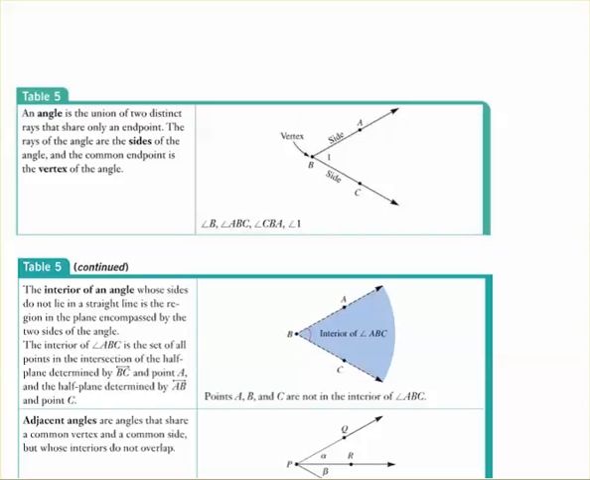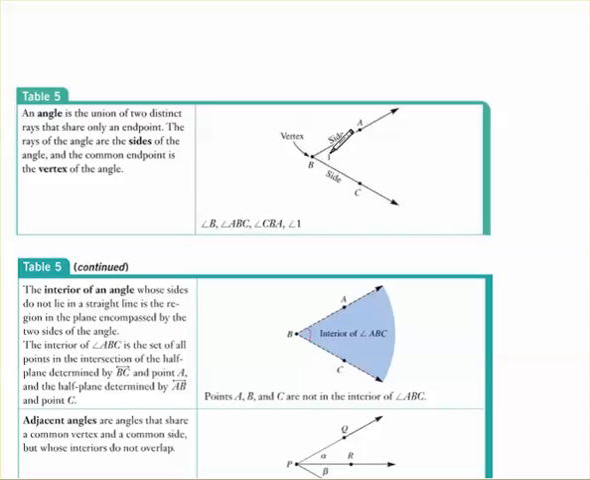We have our two rays here, our ray BA and our ray BC. So these are called sides of the angle, and the point that they have in common there is called the vertex of the angle. Now we can name angles several different ways.